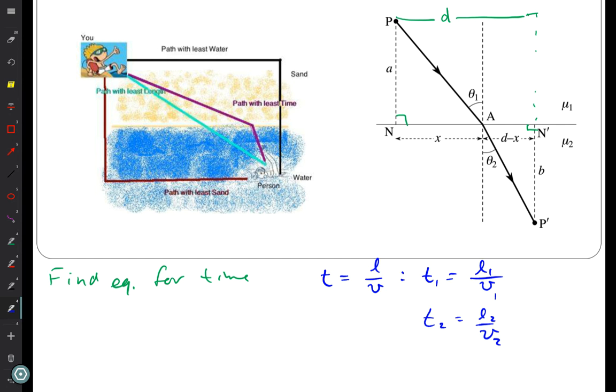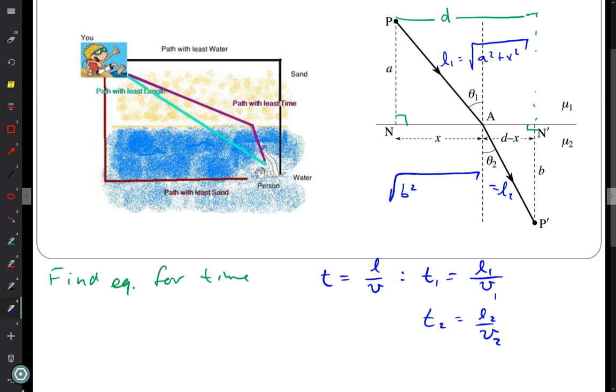So what is L1 in terms of X? It's the square root of a squared plus x squared. And what is L2 in terms of x? Square root of b squared plus d minus x quantity squared. Bueno. So I have L1 and L2.